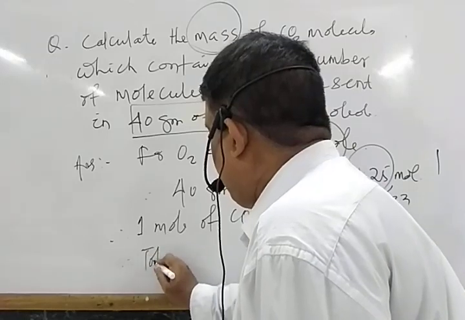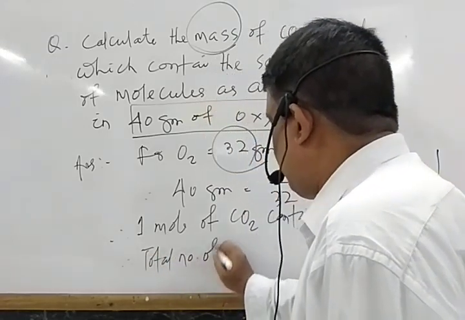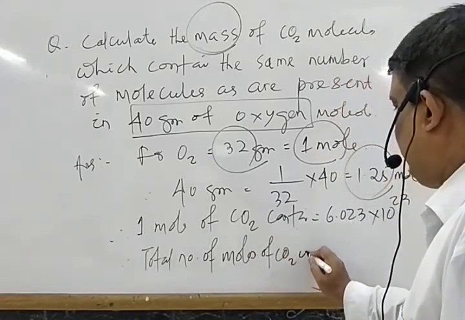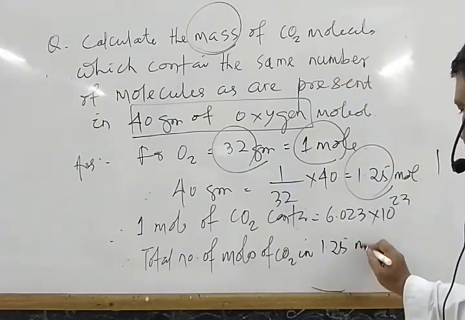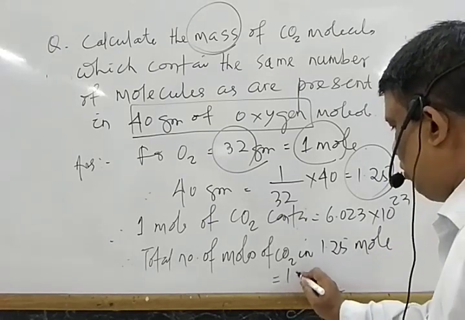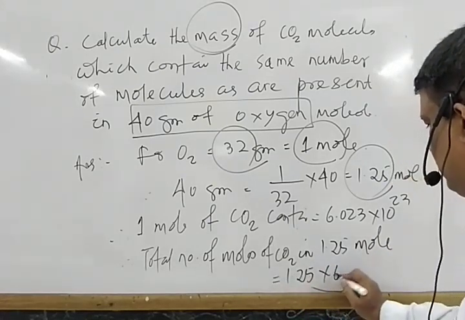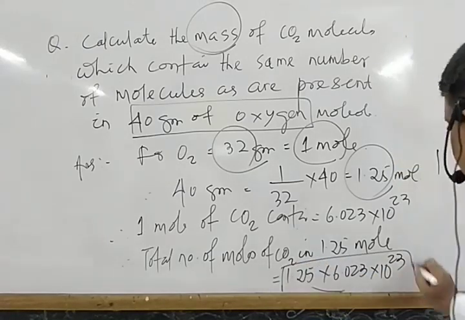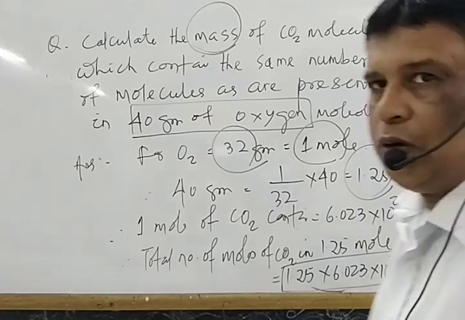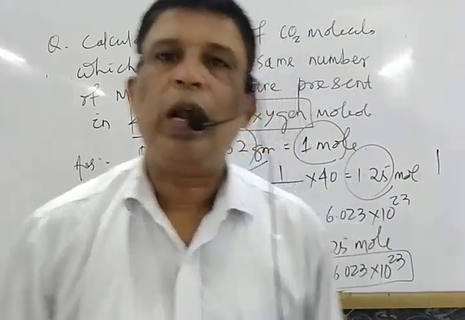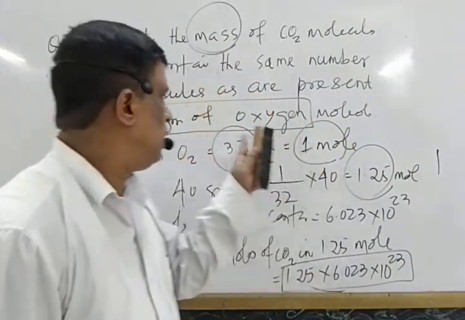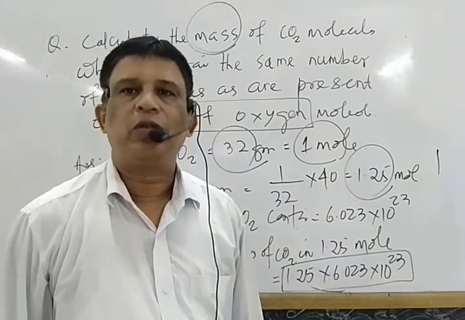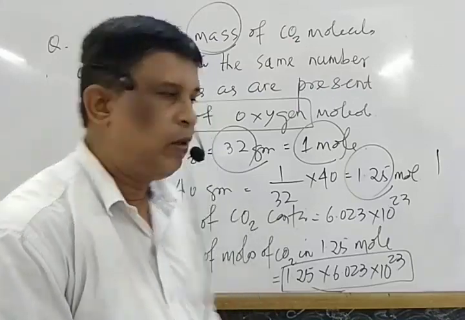Therefore, the total number of molecules of CO2 present in 1.25 mole is equal to 1.25 into 6.023 into 10 to the power 23. Multiply this one. This is the total number of molecules of CO2 present, which is equivalent to the total number of molecules present in 40 gram of oxygen. Okay. So last, move to another type of problem.